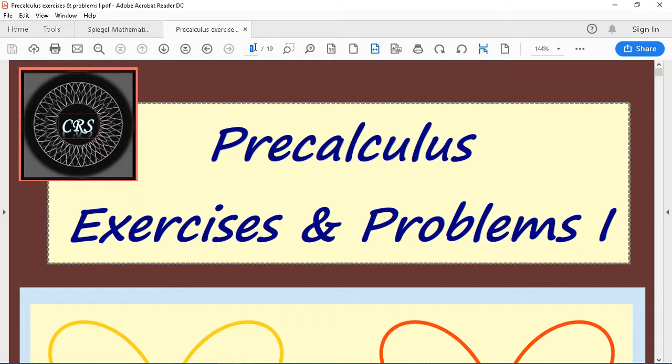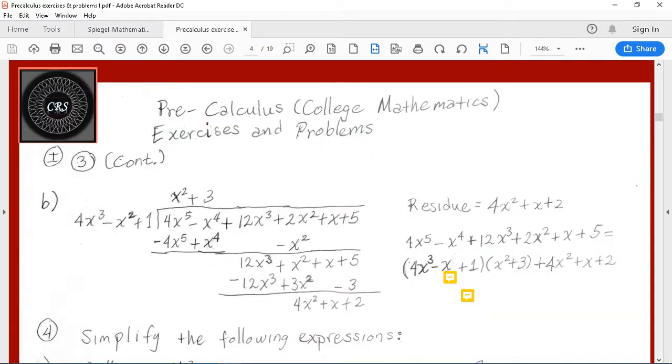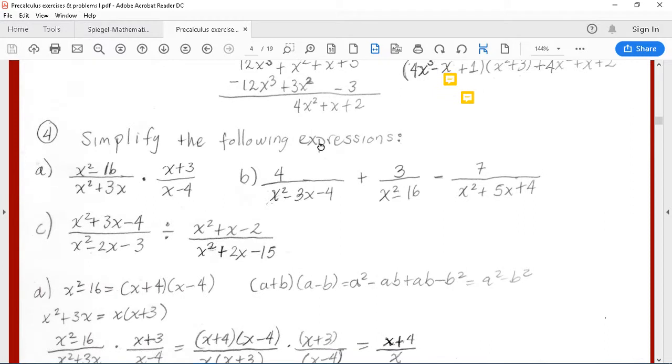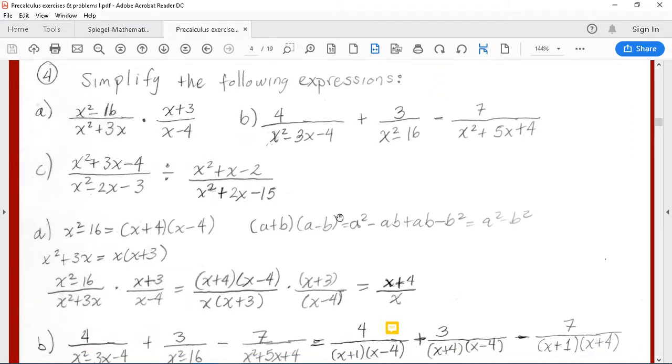We are going to continue with our pre-calculus exercises and problems. And now that we have finished our division exercises, we will follow on with simplifications. We are going to work out these following exercises. We have to simplify the following expressions.